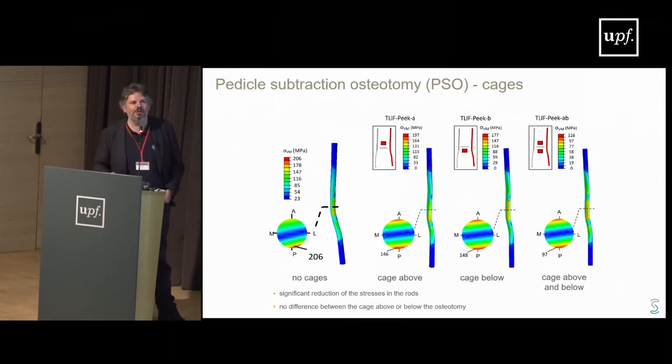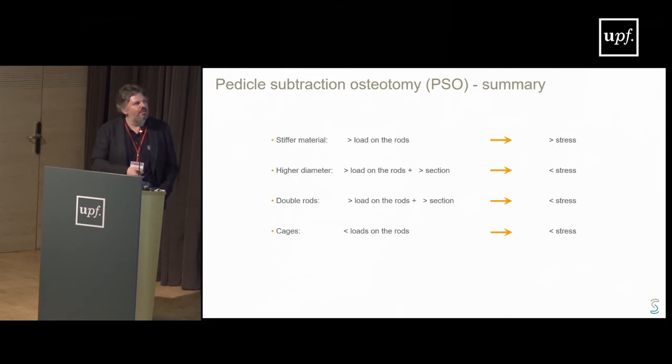And actually, now it's done clinically. This paper was one of the first papers that proposed this solution. So we are happy that we could really contribute to making a change in clinical practice by suggesting a solution that appears to be valuable from a biomechanical point of view. So that's a summary of what we said already: changing material, diameter, double rods and cages. It appears that double rods and cages are effective strategies for reducing the stresses that we have in the rods, and that's protecting the rods from mechanical failure.